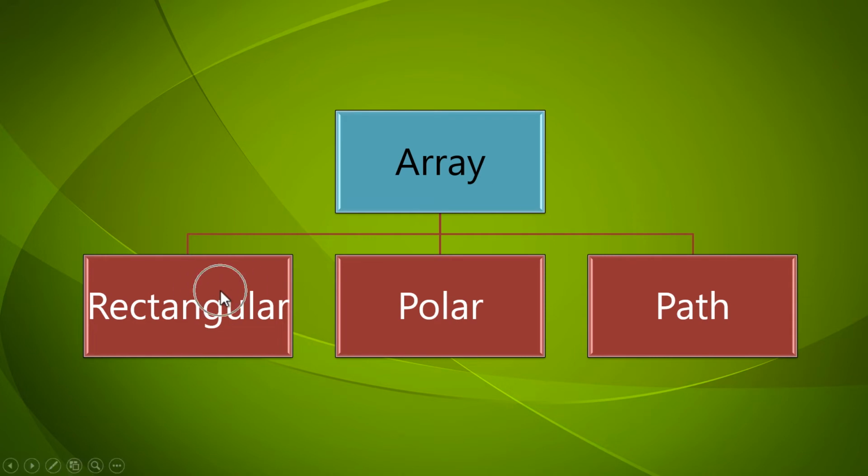The rectangular array means it will align the object in a rectangular pattern. The polar array means it will arrange the object in a circular pattern. And the last one, that is the path array, will align the object with respect to the path given. Now let's see these options in the software.